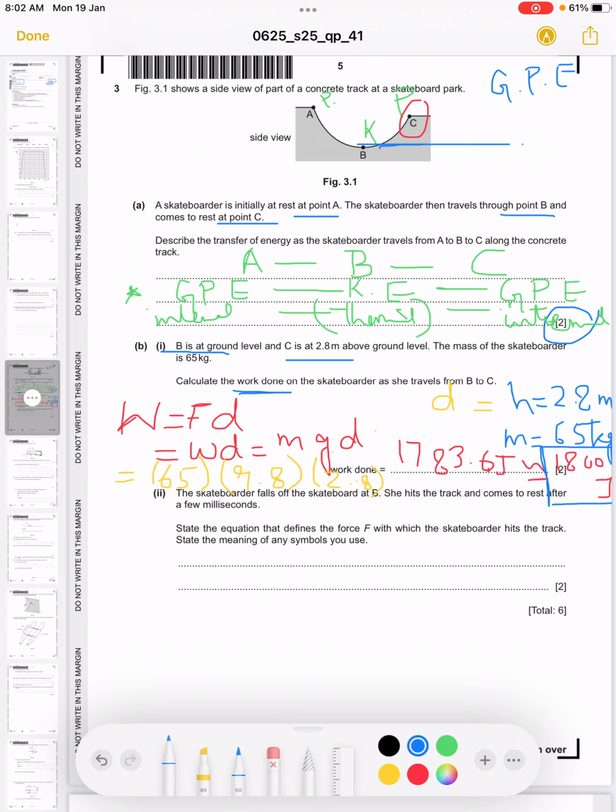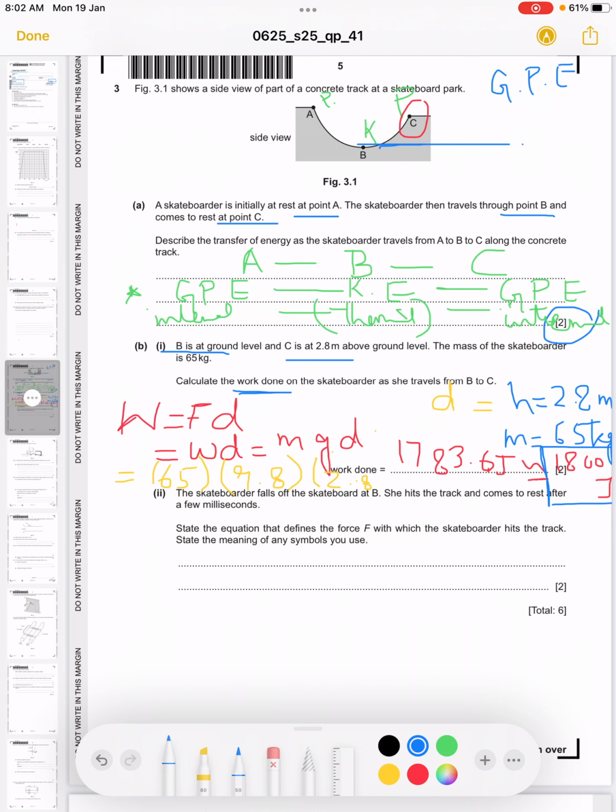Now we will read the second part of the question. It says the skateboarder falls off the skateboard at B. She hits the track and comes to rest after a few milliseconds, which means it takes some time and then comes to rest. State the equation that defines the force. Okay, now we have to find it.